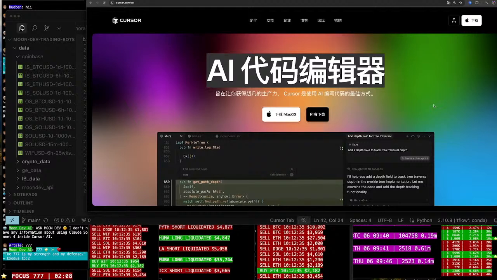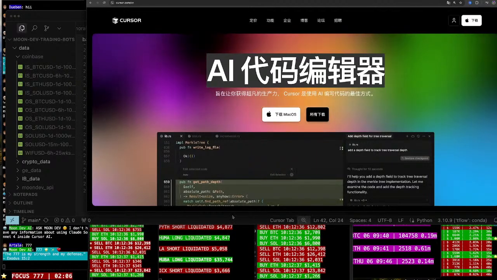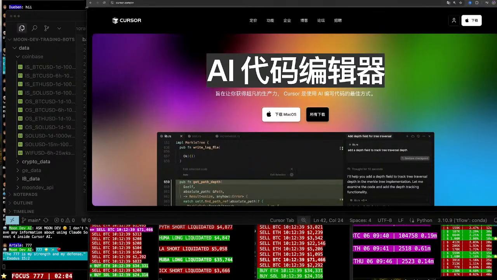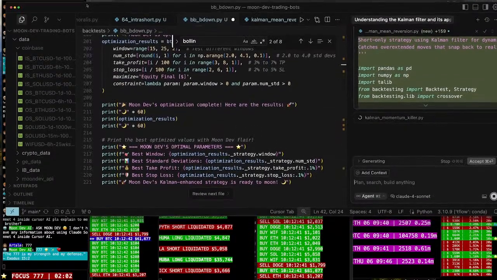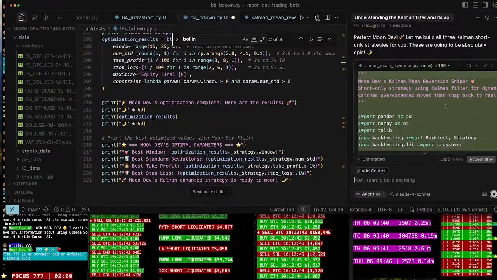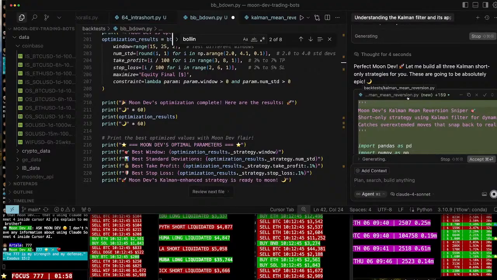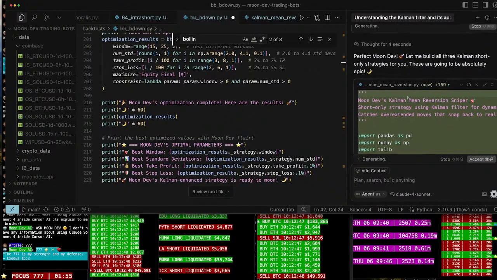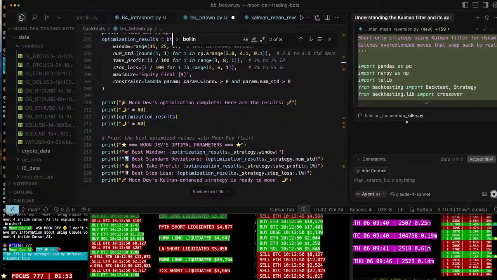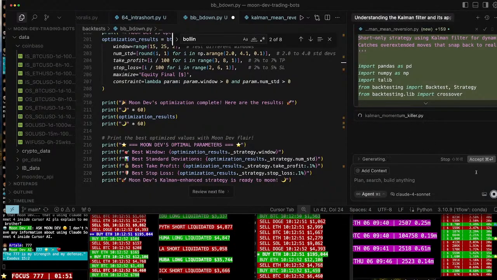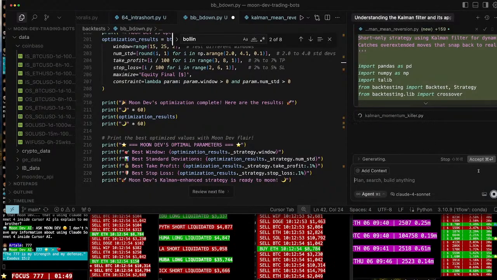Okay, so now you know how to backtest, dude. Definitely get Cursor if you don't have it. It's like 20 bucks a month. It's worth it. So mean reversion here, Kalman mean reversion, and then Kalman momentum killer. So let's go ahead and let her work for a second.